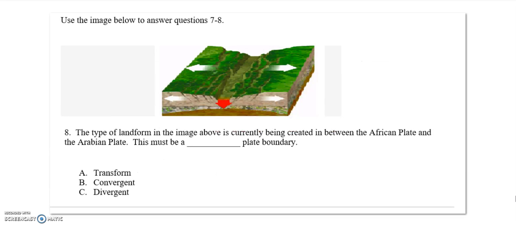Use the same image to answer number 8. Number 8 says, the type of landform in the image above is currently being created in between the African plate and the Arabian plate. This must be a blank plate boundary. So which type of plate boundary could this be happening at? Notice the arrows in the image. Is it A, transform, B, convergent, or C, divergent plate boundary?